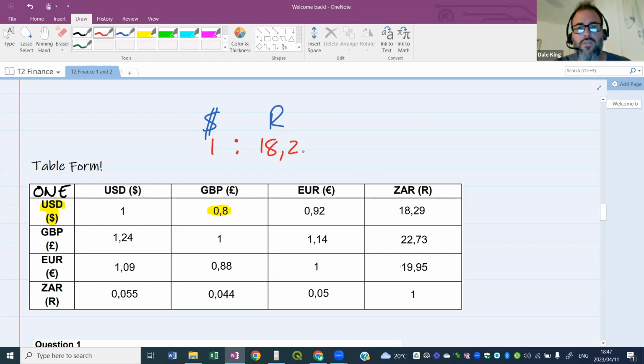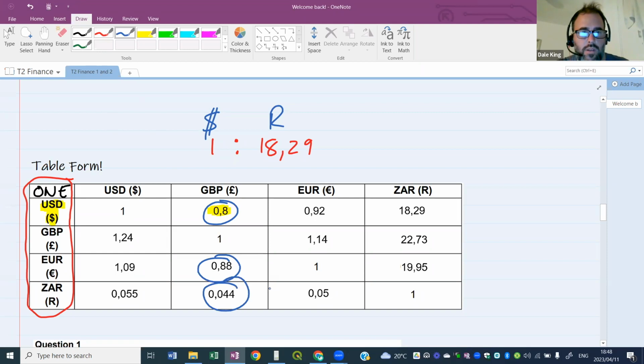Us South Africans have to collect 18 rand and 29 cents just to get $1 US. So our currency is actually a lot weaker than the US dollar. Okay, so in our table here, when we have one of these currencies and we are seeing 0.8, 0.88, let's not look at the rands, 0.92 here, those little numbers mean those currencies are actually stronger.